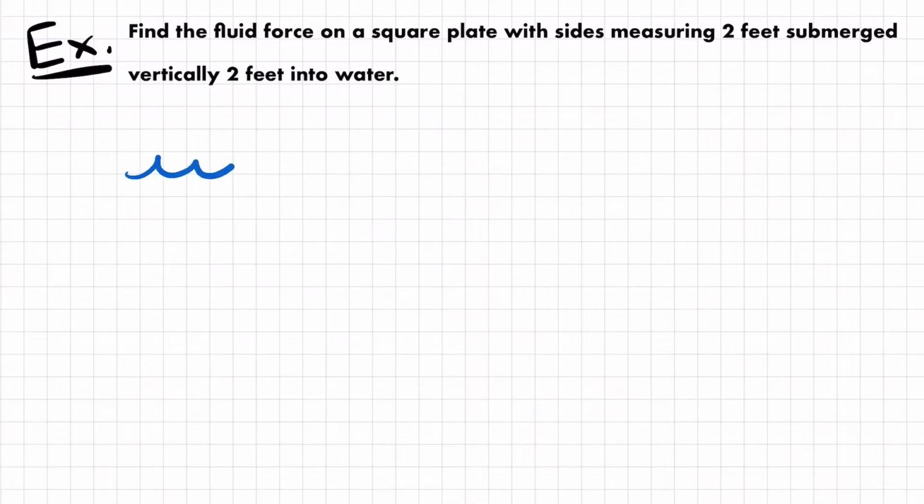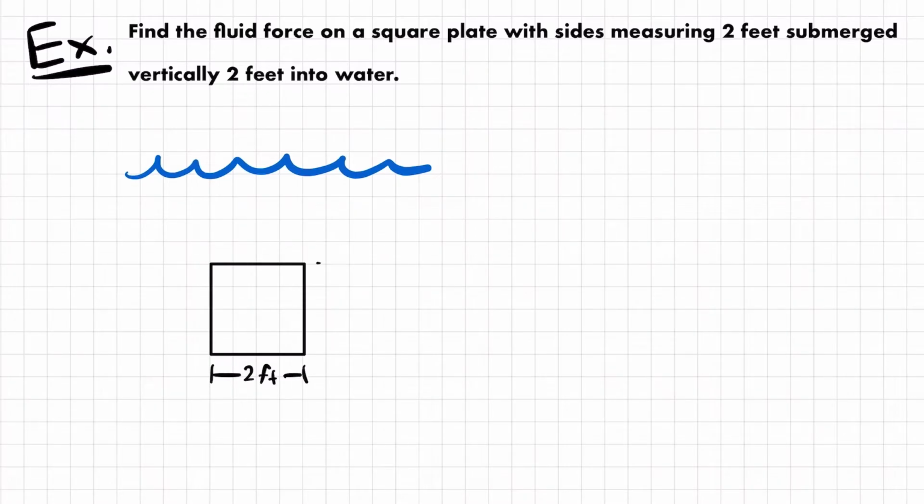And so I'll draw our water level, and then let's draw the square plate. I'm going to draw the square plate like this, and each of its sides are going to measure 2 feet. And so I'll label that. This distance right here is 2 feet, and this distance right here is also 2 feet. Okay, and then additionally, we know that this square plate is submerged 2 feet into water. So the distance from the surface level of the water to the square plate is also 2 feet. All right, and so now we have completed our picture that represents this scenario.